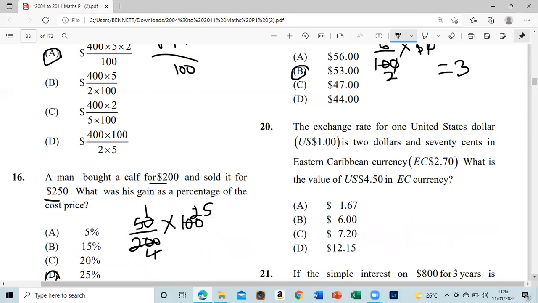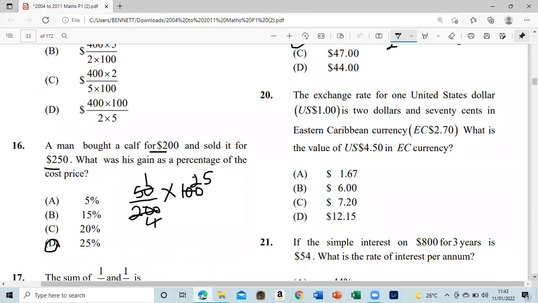The exchange rate of US $1 is $2.70 in Eastern Caribbean currency. What is the value of US $4.50 in Eastern Caribbean? Think about it, guys. If 1 US is equivalent to $2.70, it means that 4.50 US is going to be multiplied, right? Because for each 1 US, you're going to get 2.70. So you could add it 4 times and find a half.